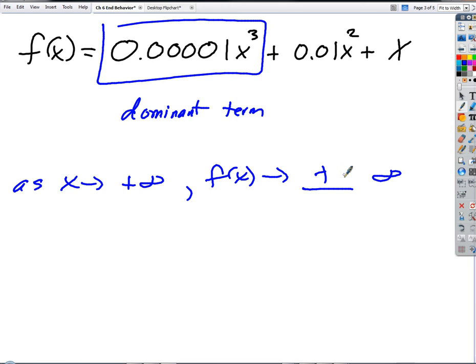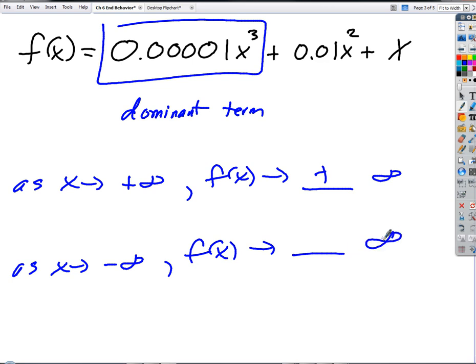What about as x approaches negative infinity? f of x approaches what flavor of infinity, positive or negative? Once again, just look at the first term. Look at what the result is going to be. That dominant term, I'm going to get a sign of positive, which is this part right here, the coefficient, times what about the x cubed part?